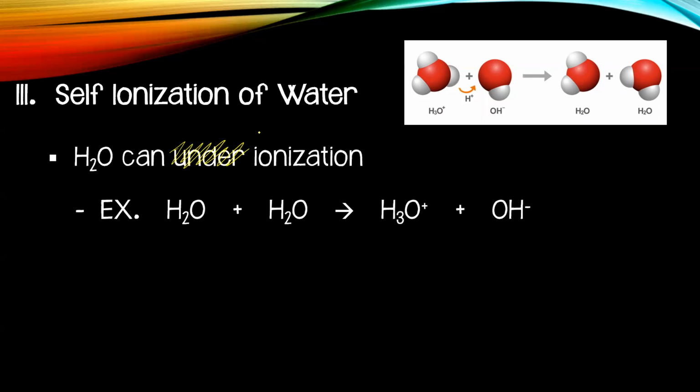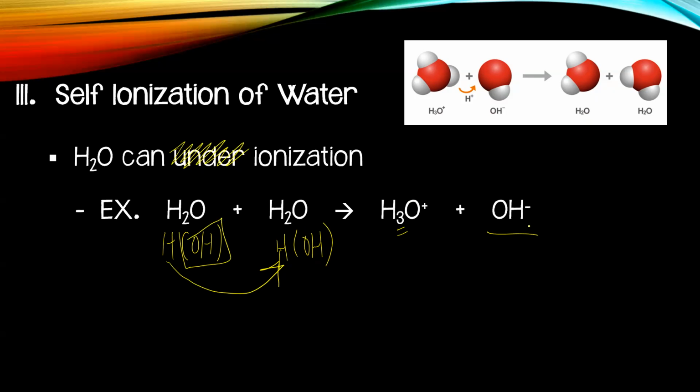Basically, if we break this apart, we have H, OH, and H, OH. Well, one of the H's attaches to the water. So now we have 1, 2, 3 hydrogens, 1 oxygen still. And that leaves us with OH minus. So when water self-ionizes, you get the hydronium ion and hydroxide ion as your products.